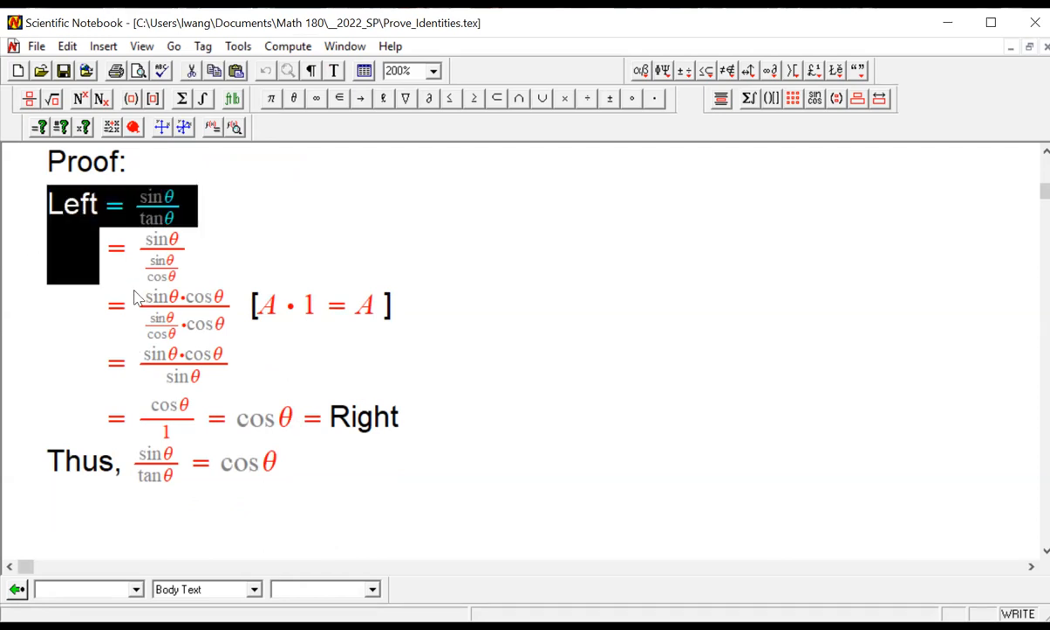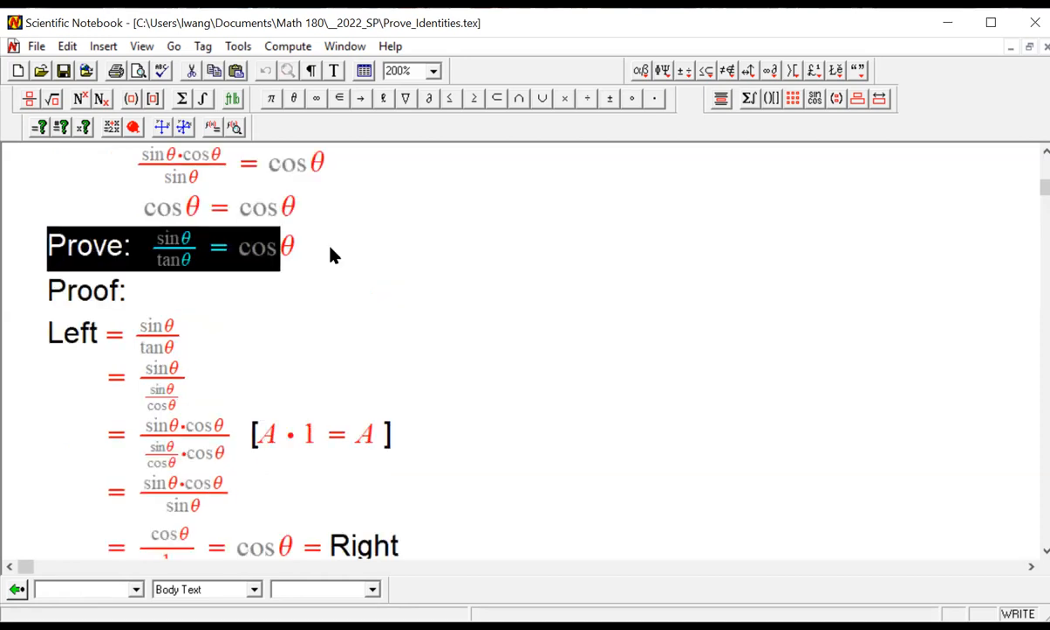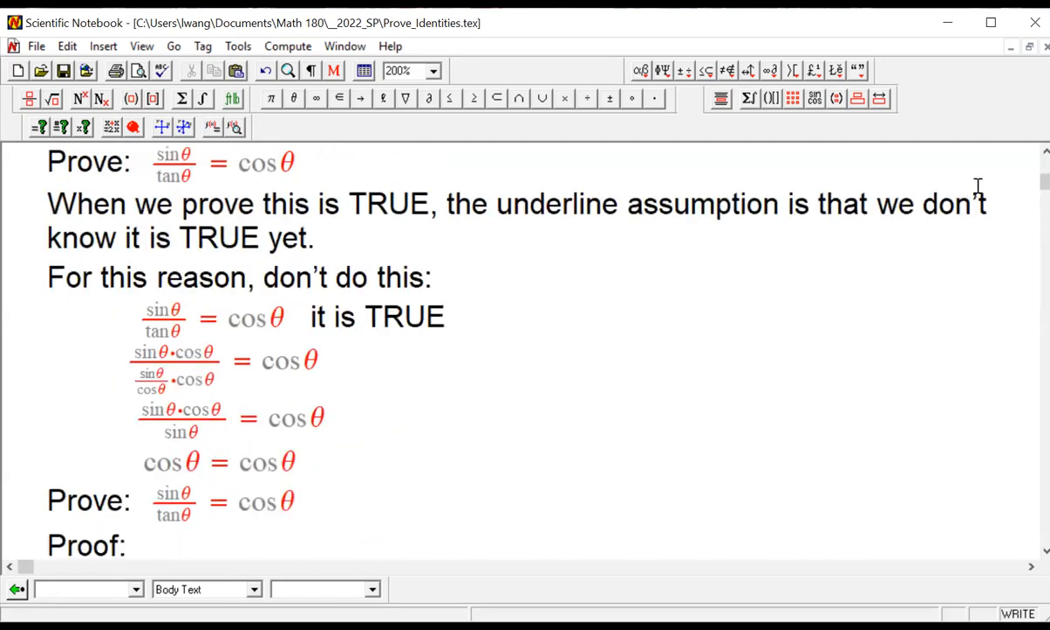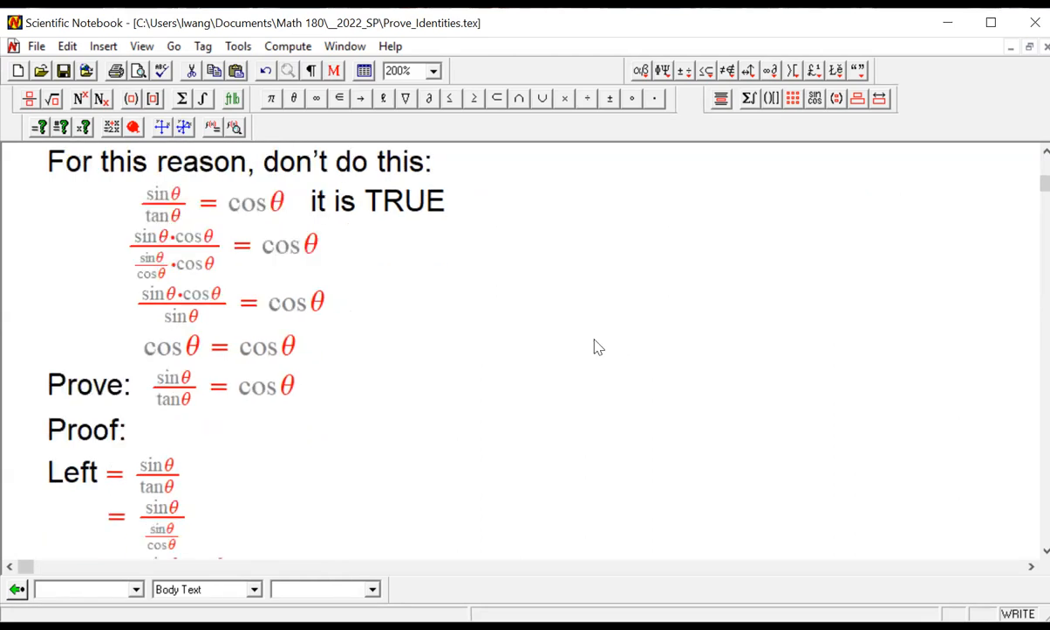Now, let's look at the second format. What if I do it from right to left, okay? So for the same question, I'm just going to use a different format. Why is format so important? The format reflects whether you understand the underlying assumption, which is that this is to be proved. It is not true yet until you prove it, okay?